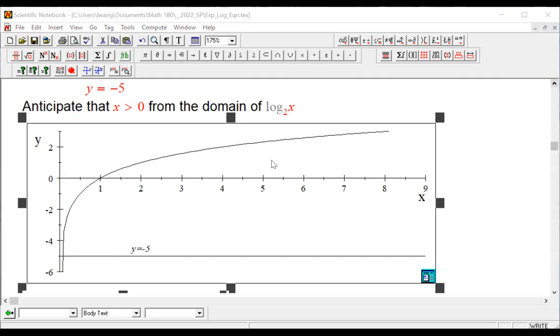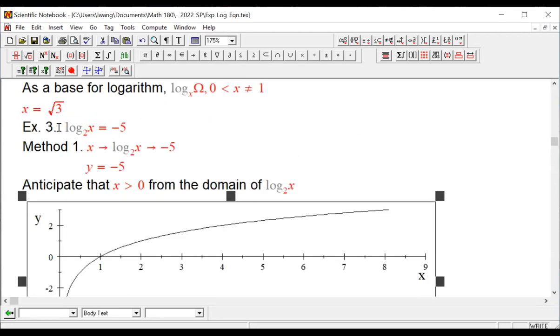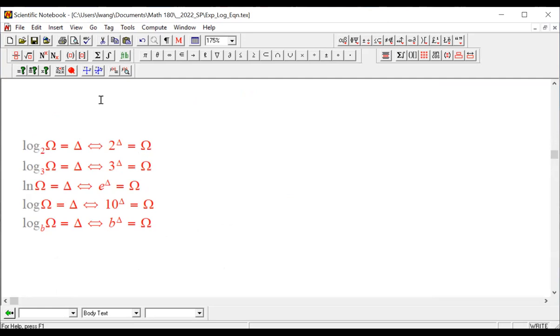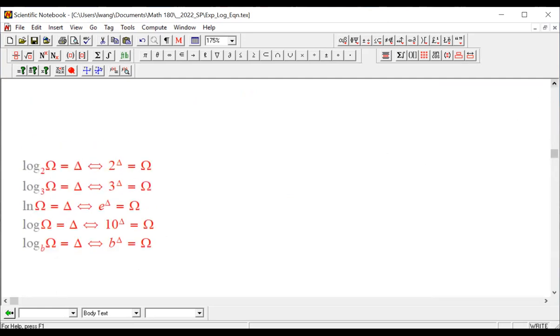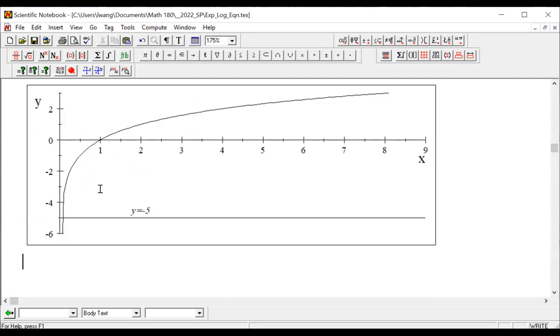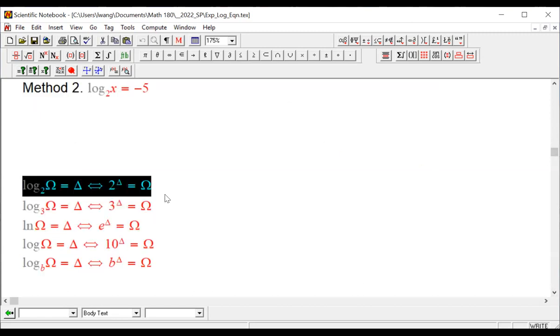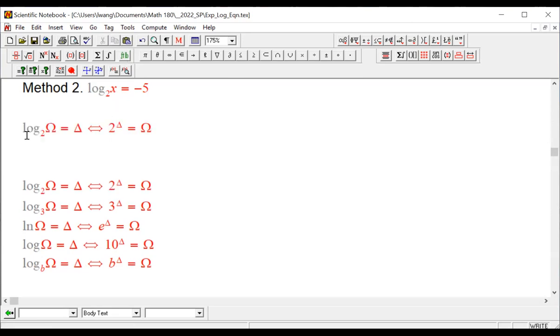What is the algebraic method? By definition. Which definition would apply to our case? So this is Method 2. We look at the definition, which is right here.